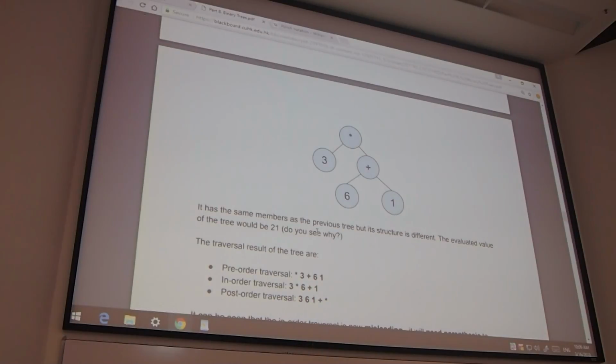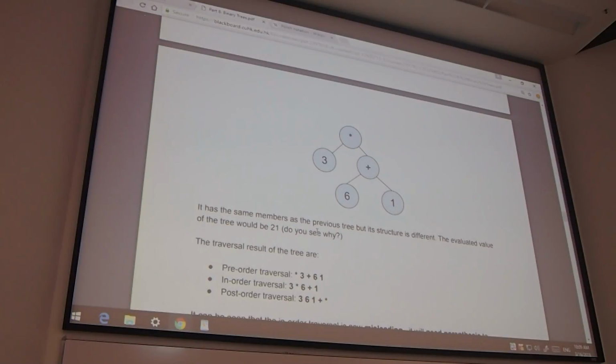This is a very similar tree with the same leaf nodes just now, but it is a different tree. Here, the multiplying operator is at the root, and the plus operator is the child. If I evaluate this, then I immediately know that I do 6 plus 1 first, becomes 7, and 7 times 3 is 21. So this is a different tree.